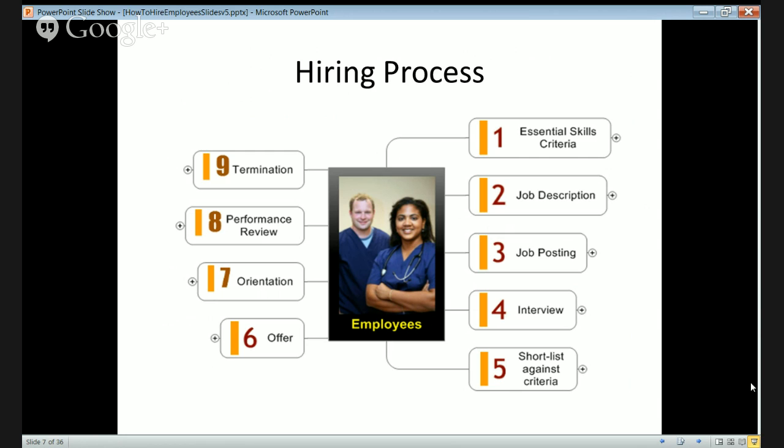At some point, you're going to make a job offer, so we're going to help you with that process. You're going to do the orientation, performance review, and the termination process. So let's get started and take a look at these key steps.